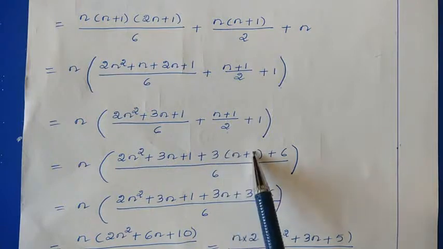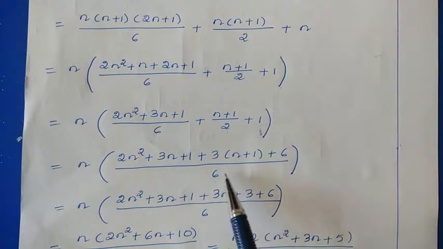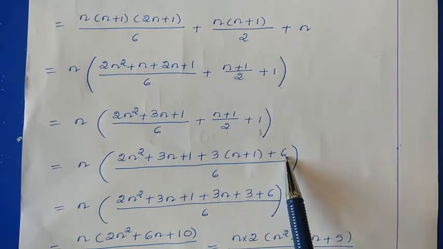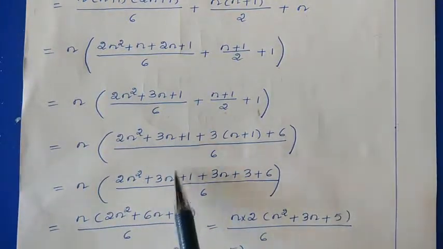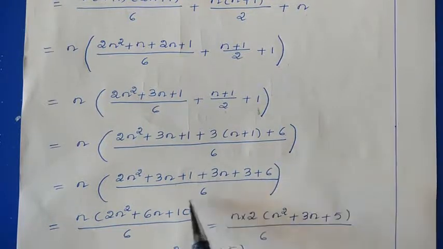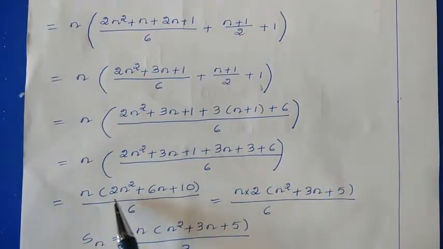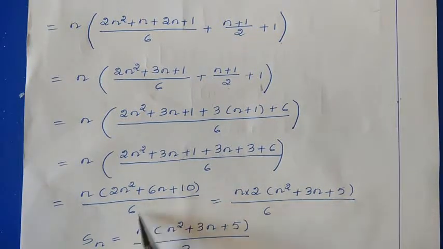So 3 into n plus 1. Then here we have 1. So here the denominator value is 1. So you have to multiply this value with 6. So plus 6. So we have here n into 2n square plus 3n plus 1, that is 3n plus 3 plus 6, divided by 6. That is n into 2n square plus 6n, 6 plus 3 plus 1, that is 10, plus 10, divided by 6.